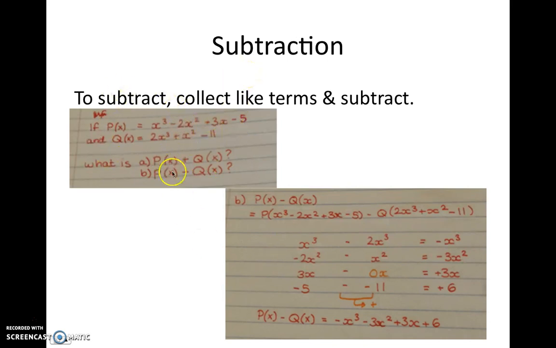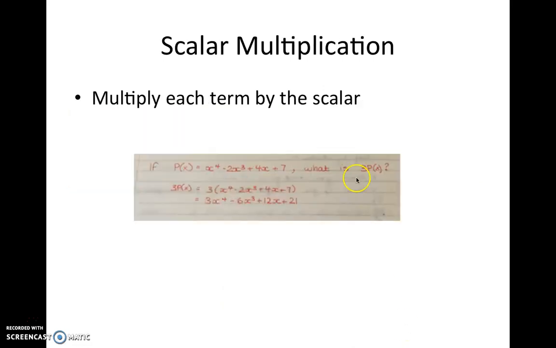Subtraction is the same, collecting like terms. Same question as before, except now you're doing p(x) minus q(x). Same thing, but now you're subtracting again. Be careful, you've still got that 0x, but here, instead of having an add minus, you've got a minus minus to get a plus. So in the end, you get minus x cubed minus 3x squared, add 3x, add 6.